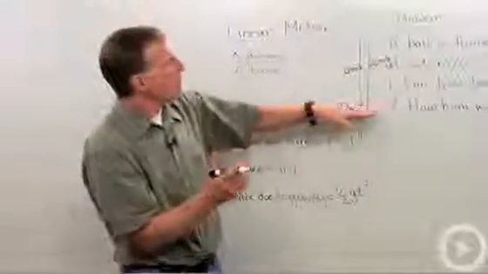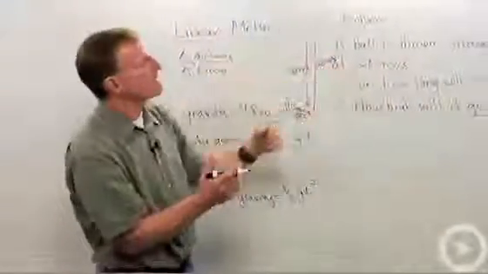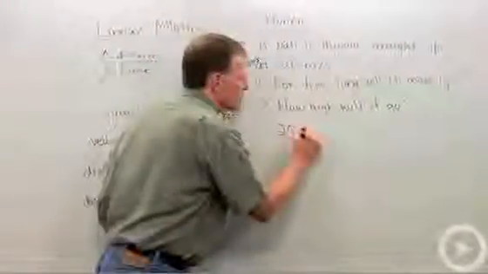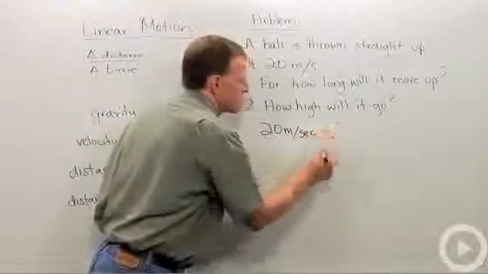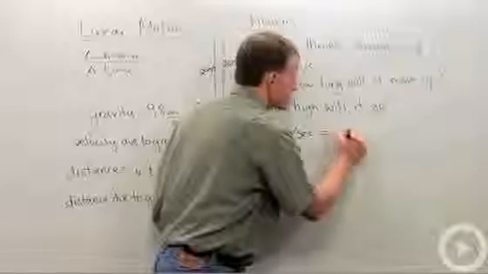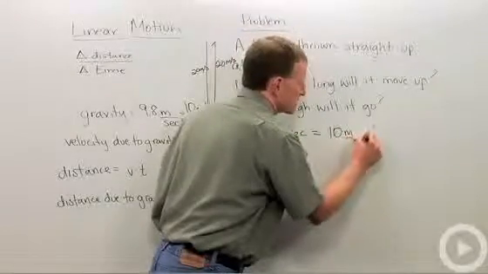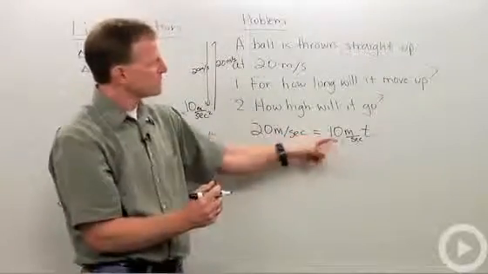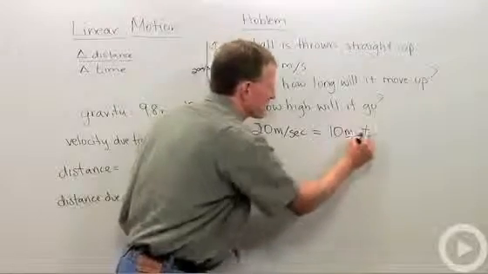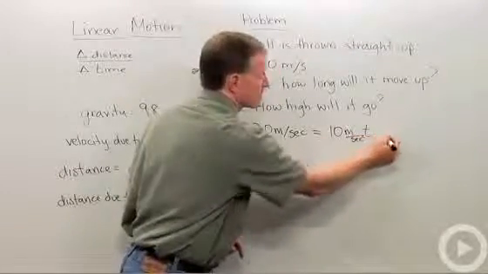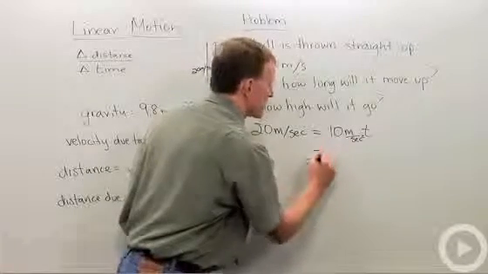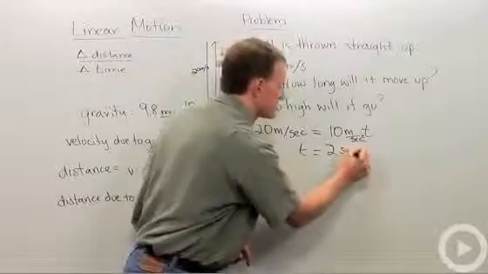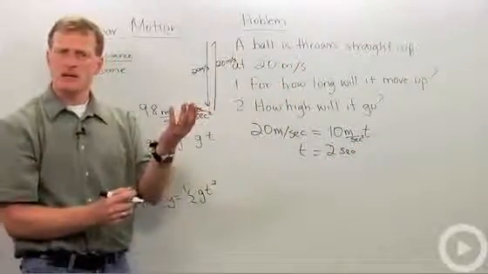Okay, so I want to know at what point will my initial velocity equal the velocity due to gravity. So my initial velocity is 20 meters per second. And I want to know at what point will that equal 10 meters per second squared times t. Okay? Pretty easy problem. If I see that 20 meters per second equals 10 meters per second squared times t, I can see that the seconds squared and seconds will cancel, and I can see that my t equals 2 seconds.